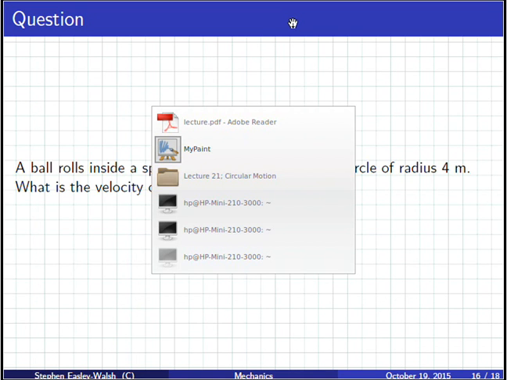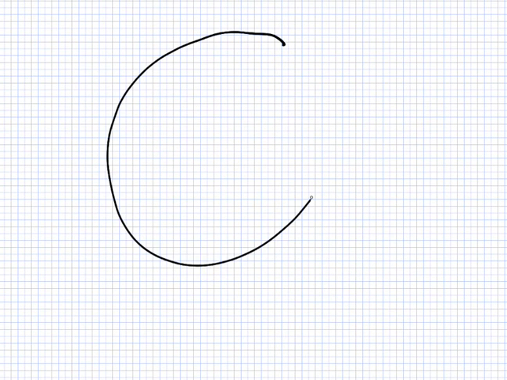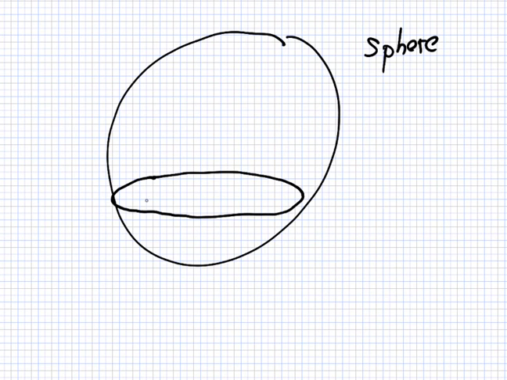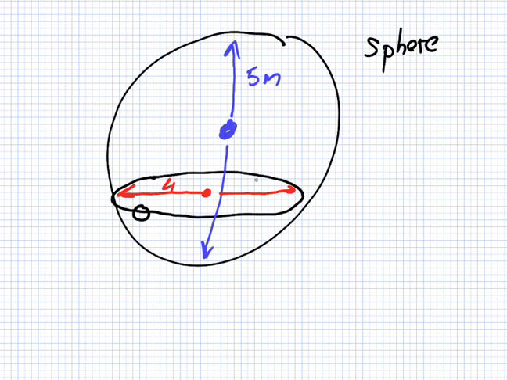So in this last example, what you have is a big sphere. It's a big ball. And inside of it there's a ball rolling around on the inside of it. I tell you that the radius of the big sphere is 5 meters. And then the smaller circle inside of it is 4 meters.